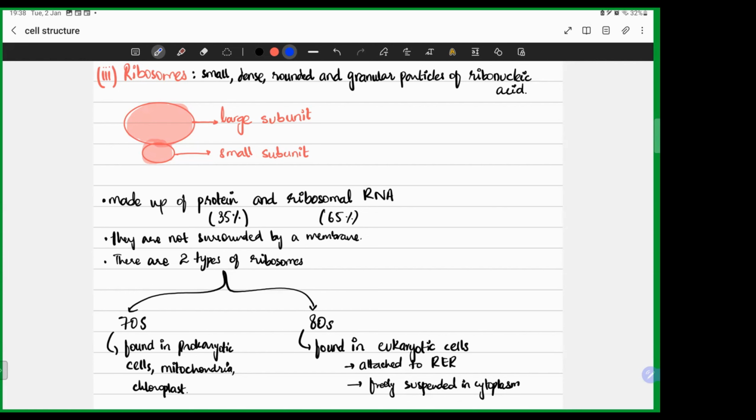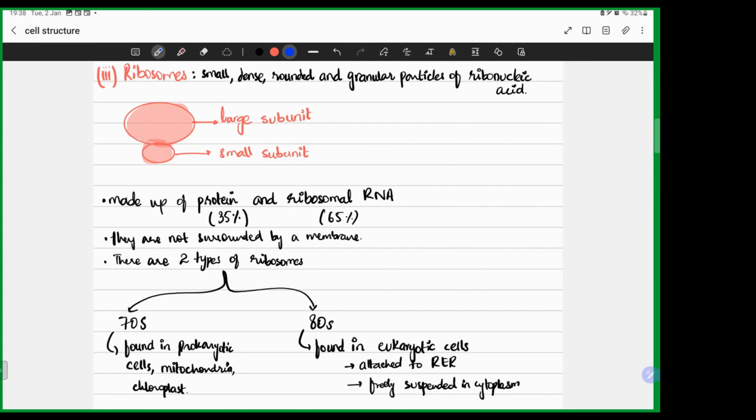Yesterday, when we were studying the animal cell, we said that we have the rough endoplasmic reticulum, which is the endoplasmic reticulum that has ribosomes on its surface, which in turn gives it a very rough look. So we have ribosomes present in eukaryotic cells because they are present in the RER, and they're not only attached onto the RER, they're also freely suspended in the cytoplasm. That means ribosomes are found in two places: attached to the RER as well as freely suspended in the cytoplasm.